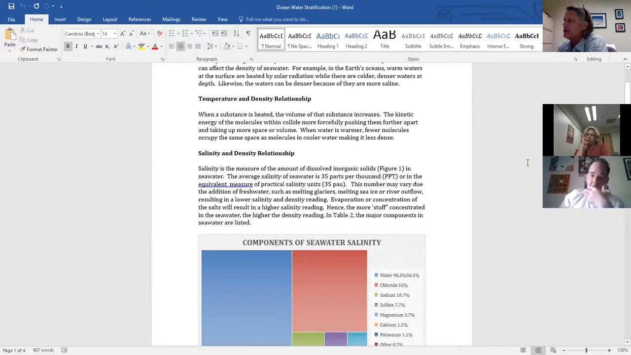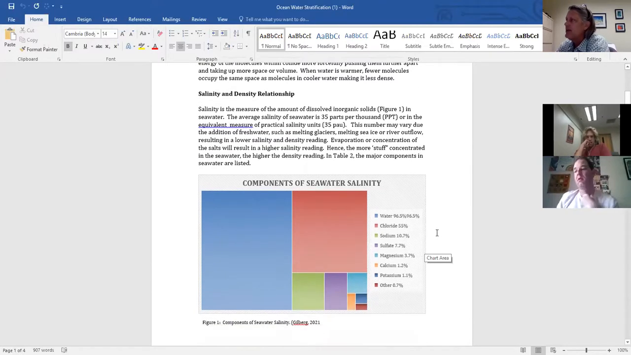Salinity is how much dissolved solids are in the water. The average salinity of the ocean is 35 parts per thousand. We covered that. This chart here shows you the makeup of seawater. Just briefly, we've gone through it in class. Remember, chloride is the number one dissolved solid, where sodium is number two, and then you have others like sulfate, magnesium, calcium, potassium.